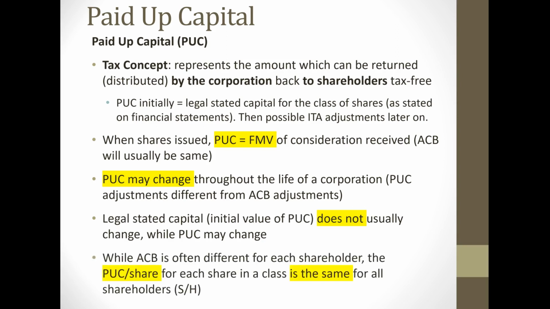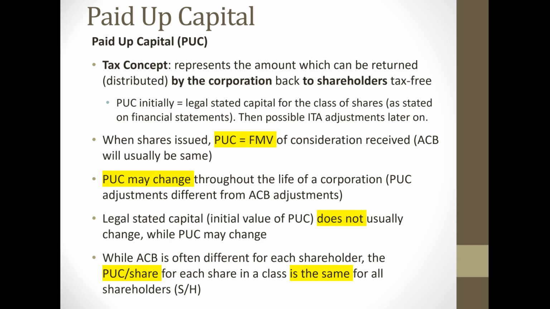Now, one thing to note is that the adjusted cost base is often different for each shareholder. So if I buy shares in Apple for $100 per share, that's my adjusted cost base. Somebody else could buy shares a year later in Apple for $200 per share. That would be their adjusted cost base. So the adjusted cost base will be different for every shareholder.